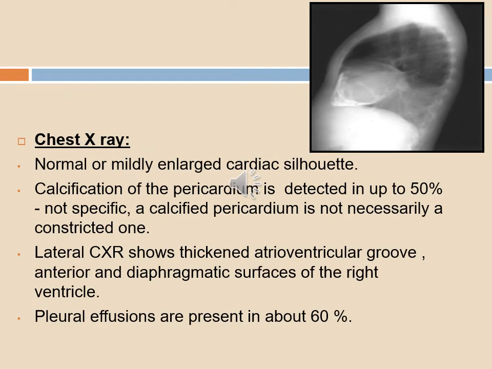A chest X-ray could also help. A normal or mild enlargement of the cardiac shadow. You could see calcification of the pericardium detected in up to 50% of the cases, but it is not specific, which I mean a calcified pericardium is not necessarily a constricted one. Lateral chest X-ray should show too a thickened AV groove, and the anterior and diaphragmatic surface of the right ventricle are thickened too. You could also see some level of pleural effusion, as we said in the auscultation. It also occurs in about 60% of the cases.